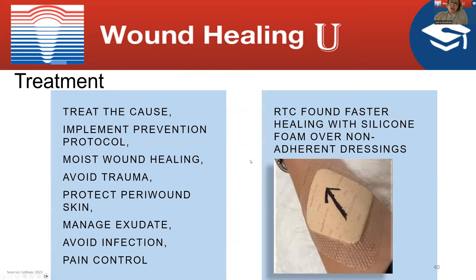Well, so treating the cause, implementing prevention protocols, all of that. But one RCT found faster healing with silicone foam over non-adherent dressings. So I always say they're not non-adherent dressings. They adhere and they don't manage moisture and that inflammatory drainage. So this is a no-brainer for me, but it's good to have the evidence backing that up: placing a silicone foam dressing that you can leave in place up to a week, undisturbed, has been found to have better healing with these patients.